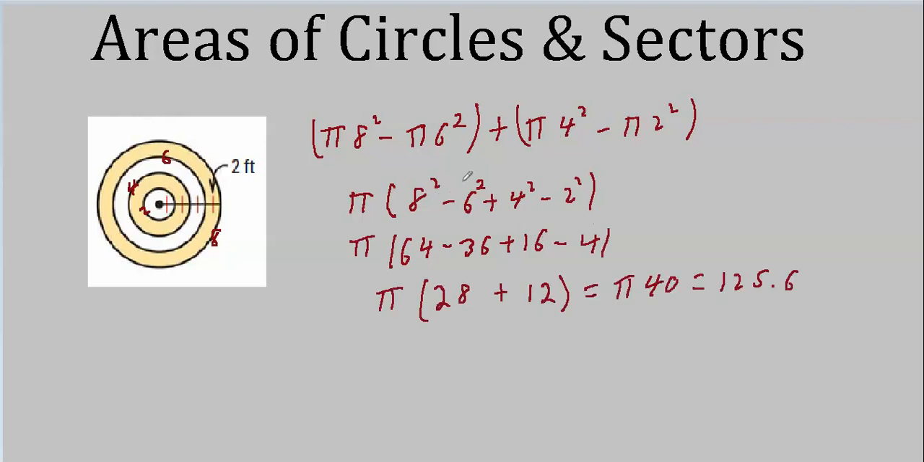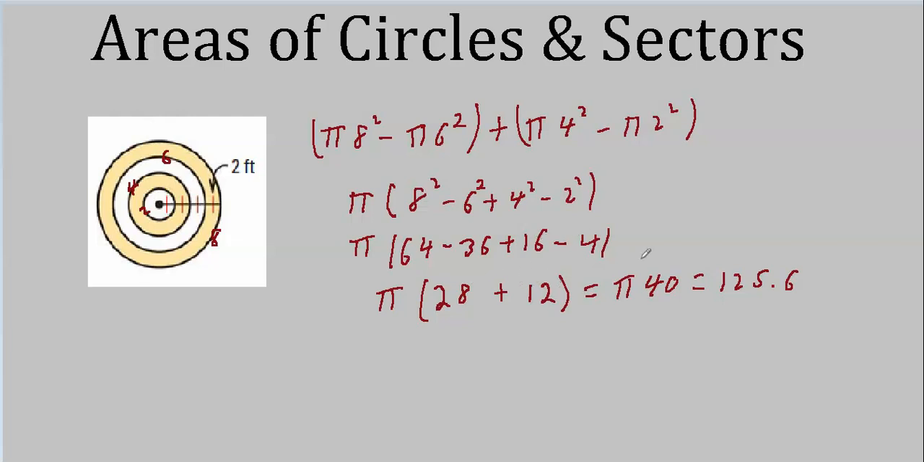Well, if you do all that, I think it's easier to factor out the pi and use it at the very end. Otherwise you get a whole bunch of weird numbers here. Instead, if you factor out the pi, you get a whole bunch of really easy numbers. 64 minus 36 is 28. 16 minus 4 is 12. 28 and 12 is 40.